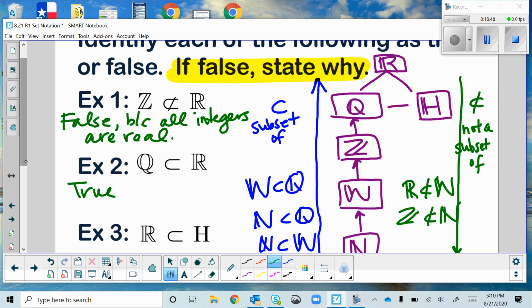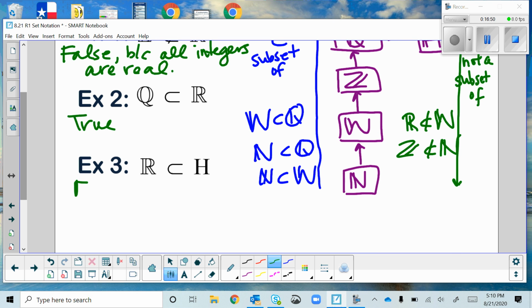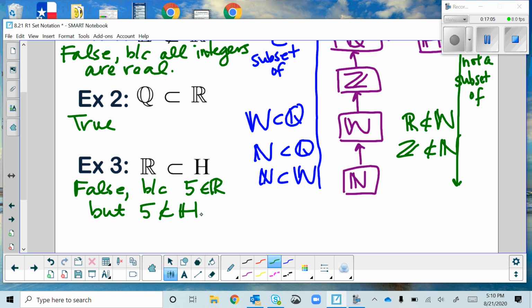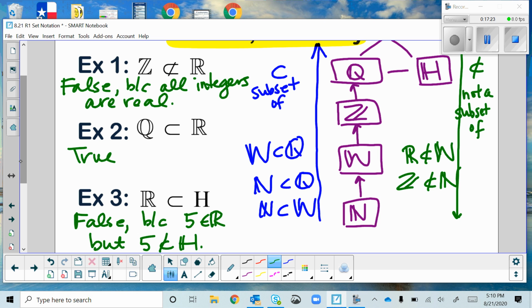And number 3 is false, and I'll give a counterexample for that one. You just need one counterexample. So it's false because, for example, 5 is a real number, but 5 is not an irrational number. So if you can find even one example of the real that doesn't belong to the irrational, then it can't be true that the reals are a subset of the irrational. Because a subset means everything inside the subset belongs also to the bigger set. Right? Hopefully you got those.